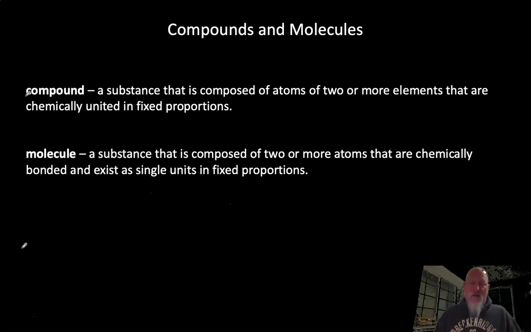And then a molecule is a little different. You have to have two or more atoms, but they don't have to be different elements. They're chemically bonded, usually covalently bonded, and they exist as single units. So like H2O, two hydrogens and one oxygen, is a molecule. They're covalently bonded together, and they exist as single units. Unlike NaCl, sodium chloride, or something like that. So as we go through these, we'll learn a little bit more about these two terms.